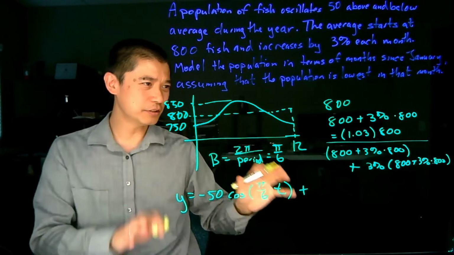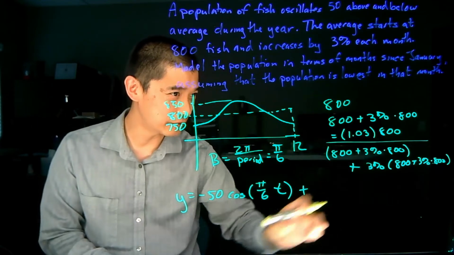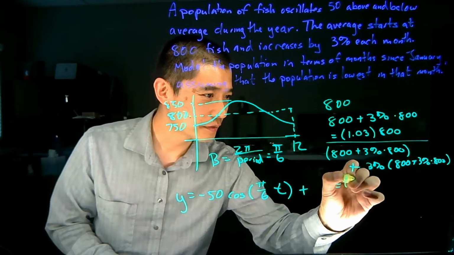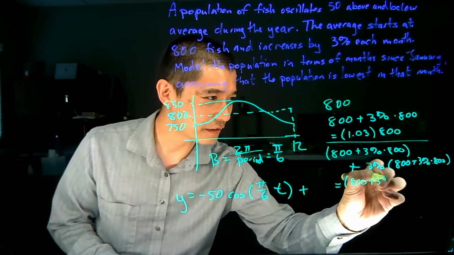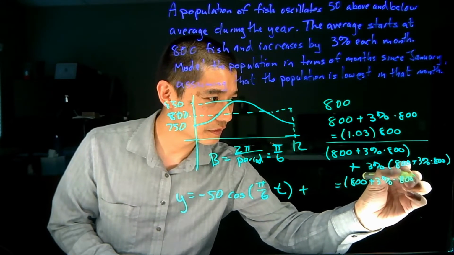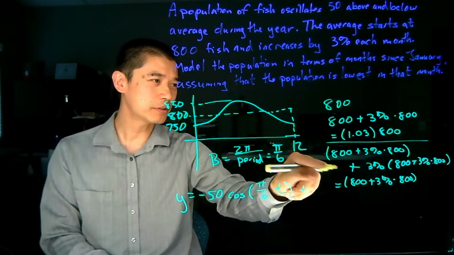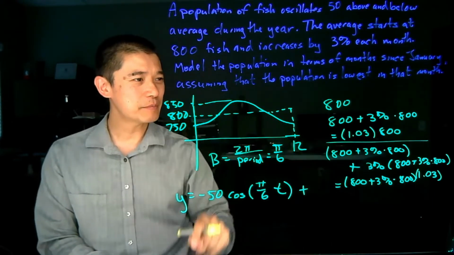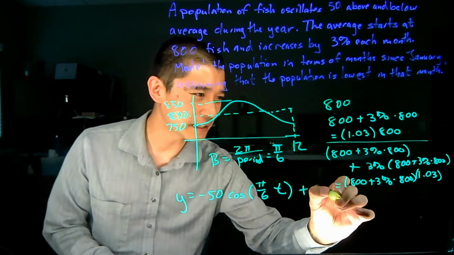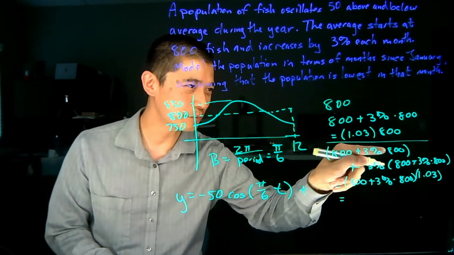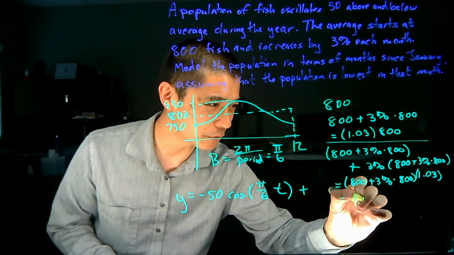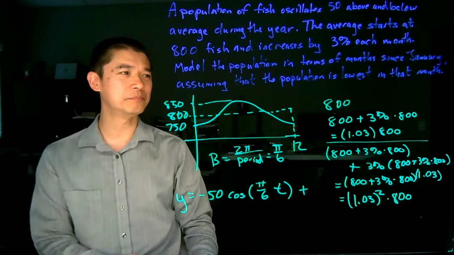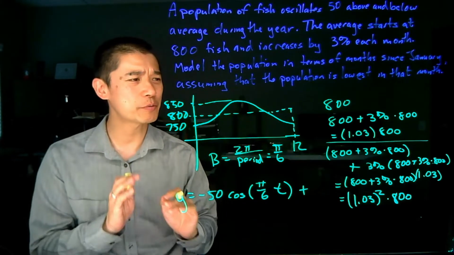Now again, it looks a little messy, but you can see they both have this 800 plus 3% times 800 term. So we'll factor that out. And if we factor that out, we'll have a 1 plus 3%, or 1.03. And if you think about this quantity, well, we just calculated it, that's also 1.03. So we have 1.03 times 800 times 1.03, 1.03 squared times 800. And this is starting to show us what the pattern will be.